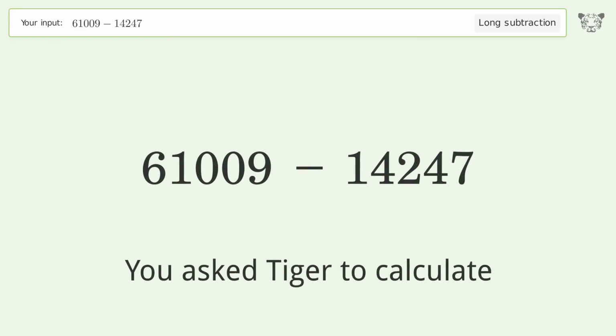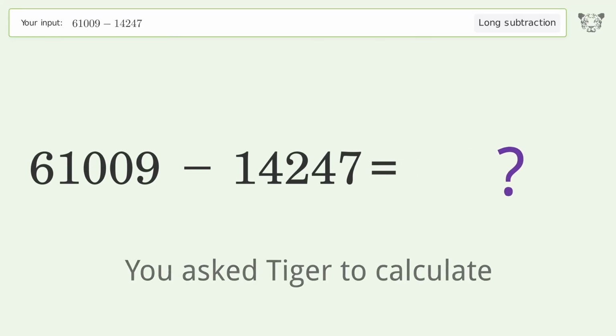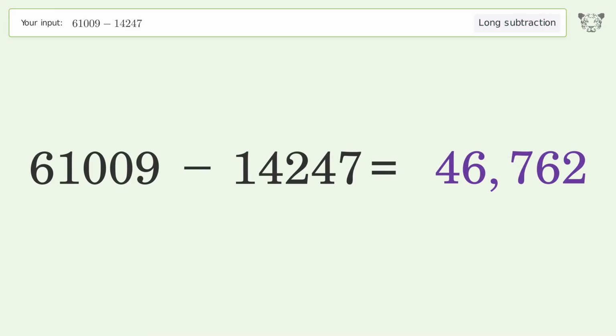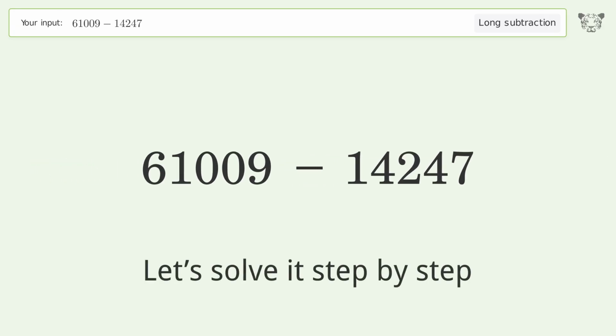You ask Tiger to calculate. This deals with long subtraction. The final result is 46,762. Let's solve it step by step.